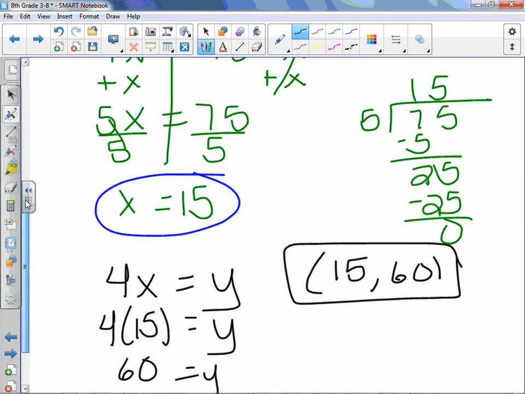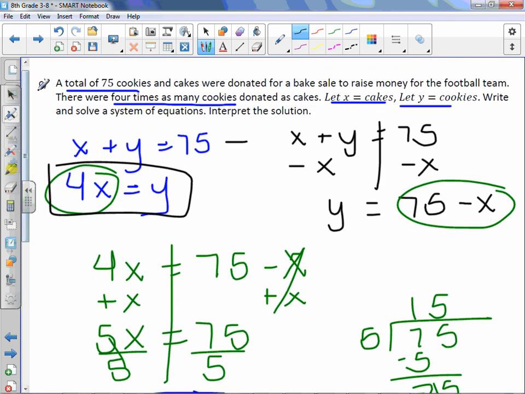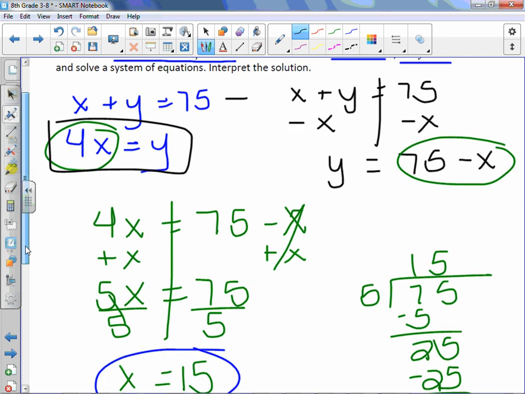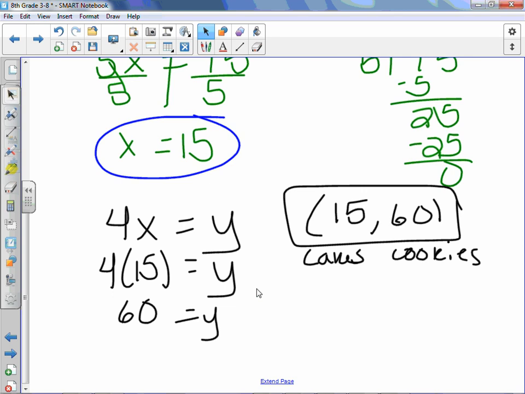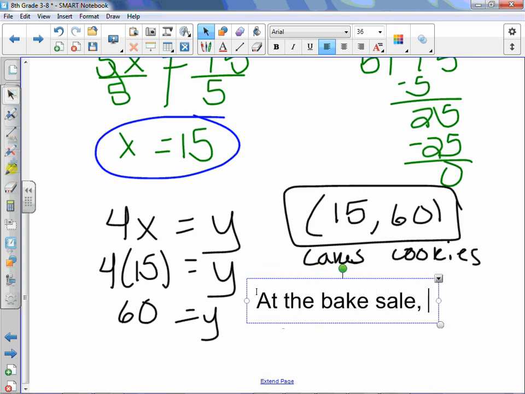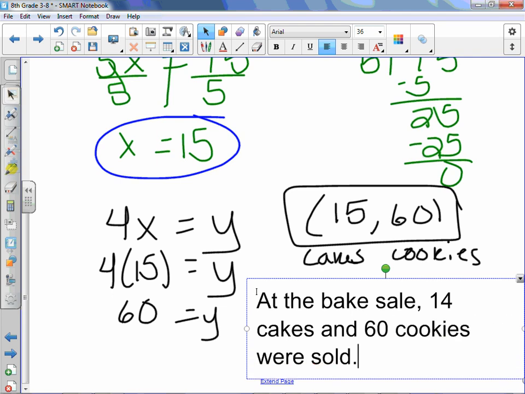The next part is to interpret the solution. So remember, x is cakes and y is cookies. You want to know what was sold at a bake sale. So again, this is cakes and cookies. So to interpret the solution, what we would say is, at the bake sale, 15 cakes and 60 cookies were sold. That's all you would have to say.